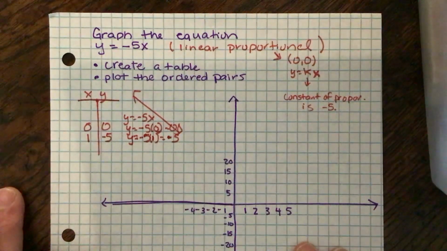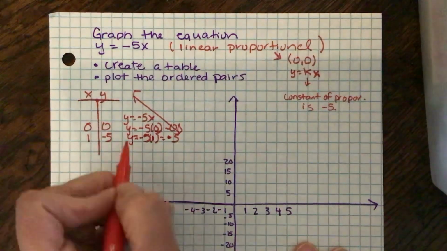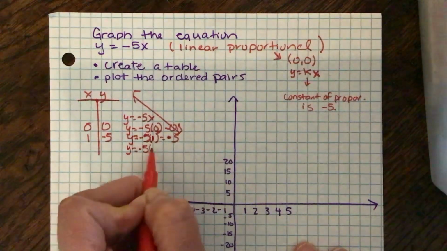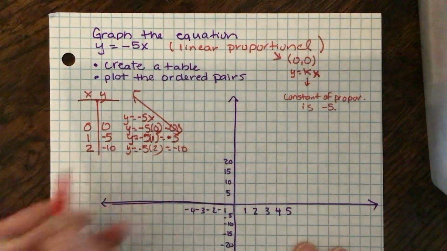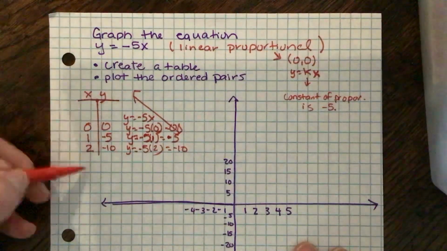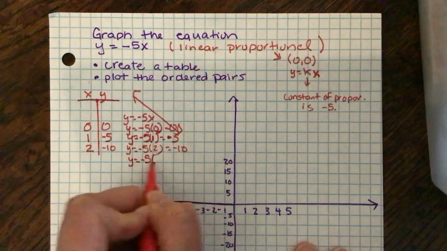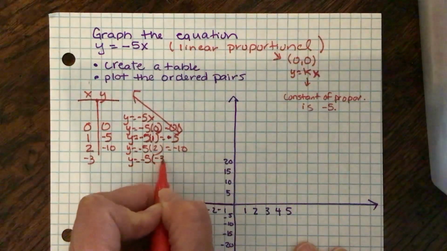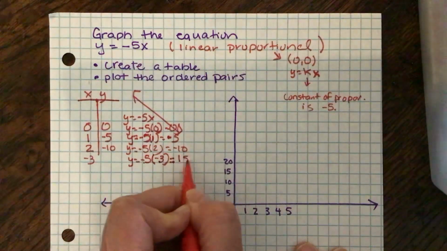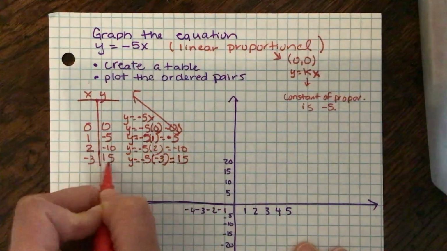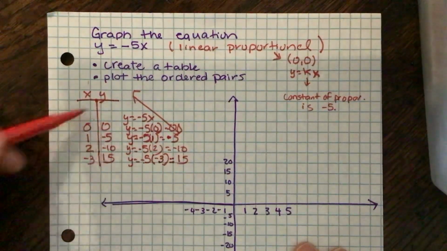I'm going to do just a couple more, to have 3 or 4 of them, just so that we can practice doing a table. y is equal to negative 5 times 2. When x is 2, that means y is negative 10. Now I'm going to try a negative value for x and see what we have. If we let x be negative 3, negative times negative is going to give us a positive product. y will be positive 15. So there we have it. We have created our table and we have 4 different ordered pairs.